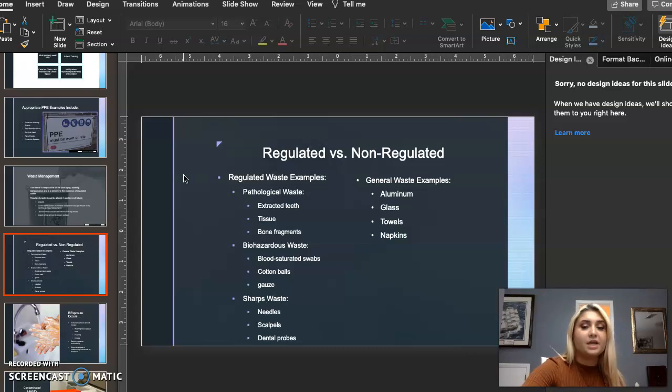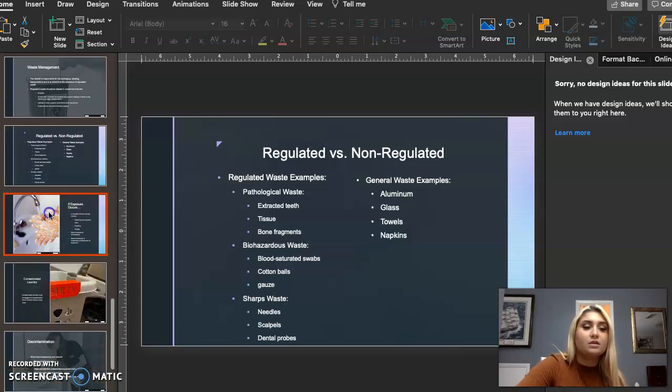Some examples I included were aluminum, glass, towels, napkins, and etc. It is waste that can be disposed of using a regular trash can because, unlike regulated waste, it doesn't contain any other potentially infectious materials and cannot directly affect someone's health.